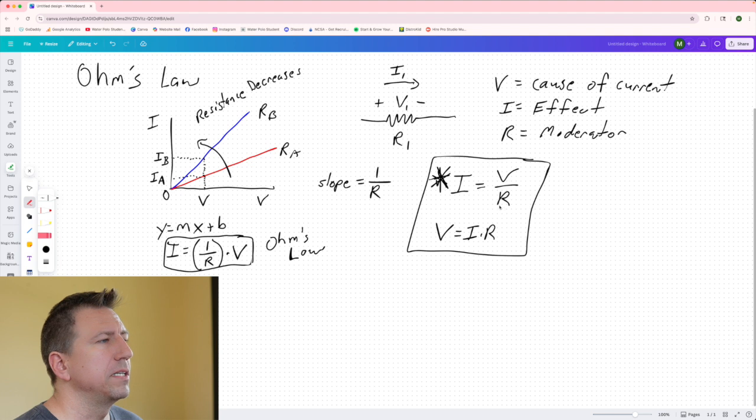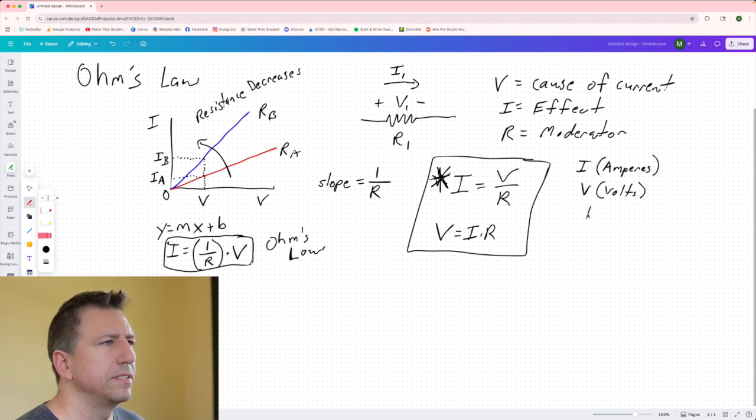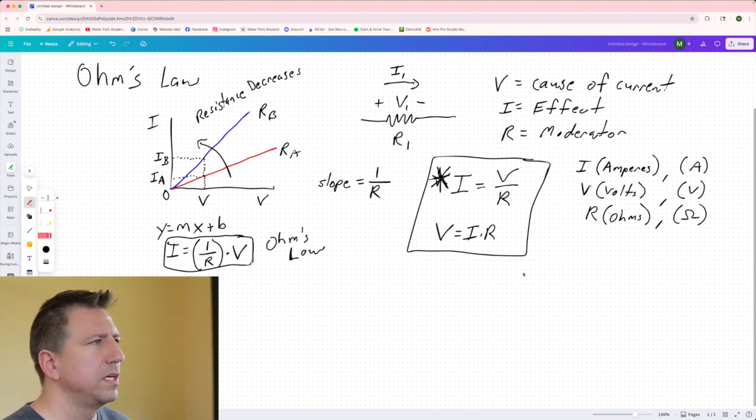Okay, and so just a quick review. Remember that current is measured in amperes, voltage is measured in volts, and resistance is measured in ohms. And they also have their short symbols A, V, and omega. Okay. So that's Ohm's law.